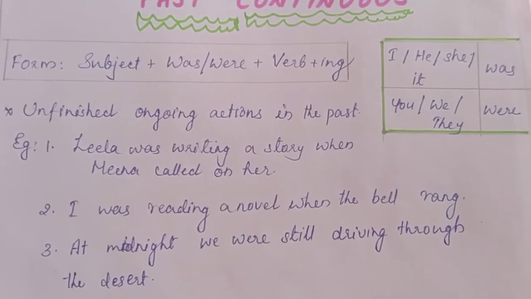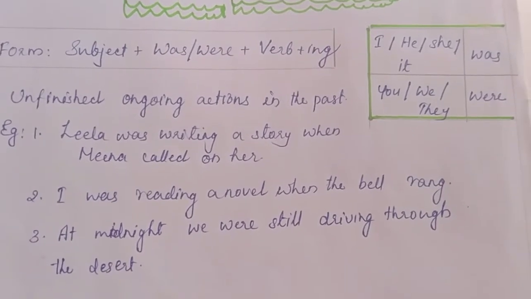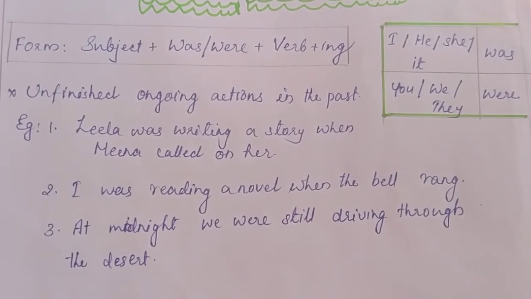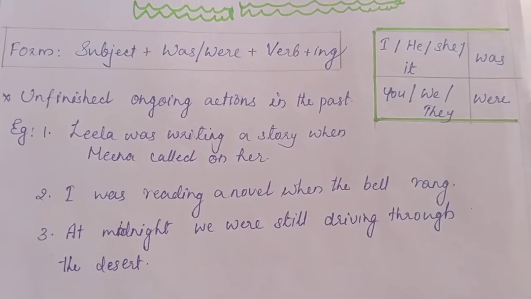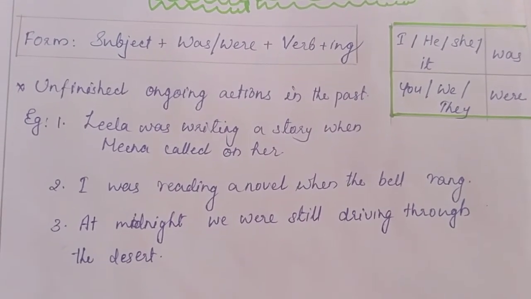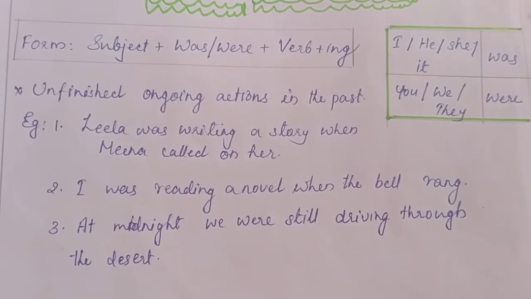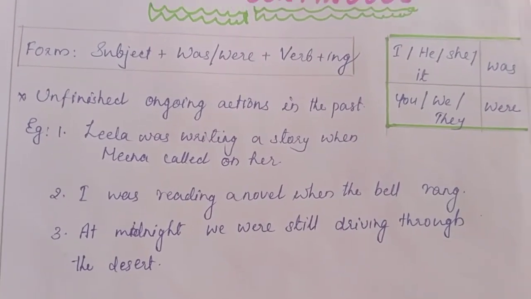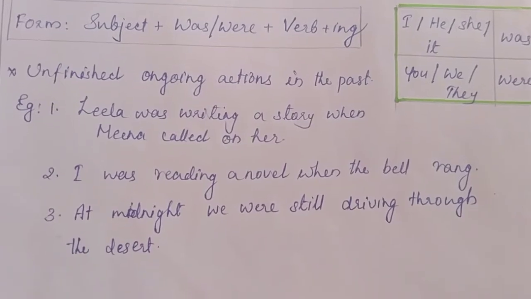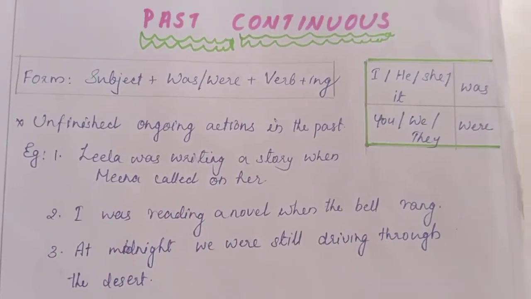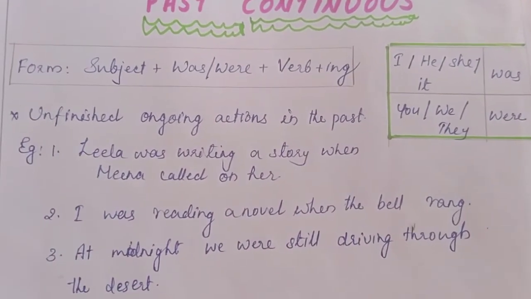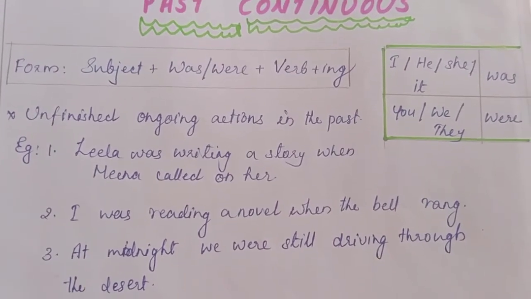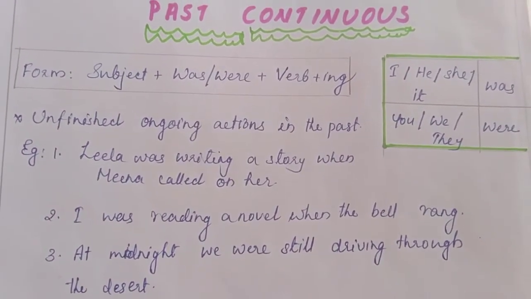Okay. I was reading a novel when the bell rang. Here also two actions. The bell rang. I was reading a novel. So when the bell rang, that action was completed there, but at that time one action was continuing. I was reading a novel. At midnight, we were still driving through the desert. Okay, it's clear. Past continuous: was or were. Don't forget, was or were plus verb plus ing.